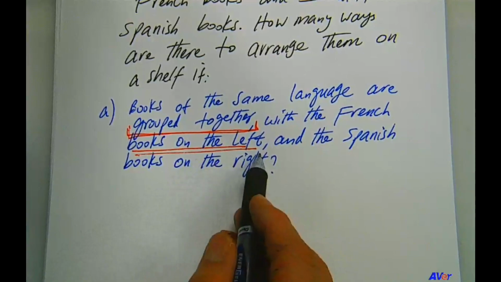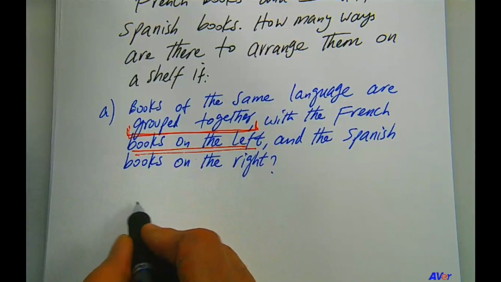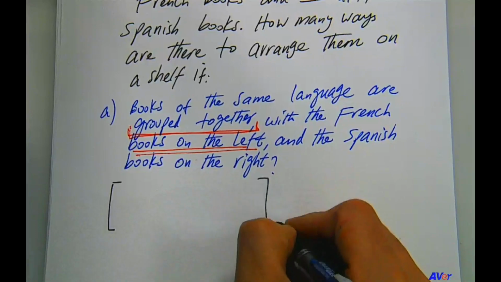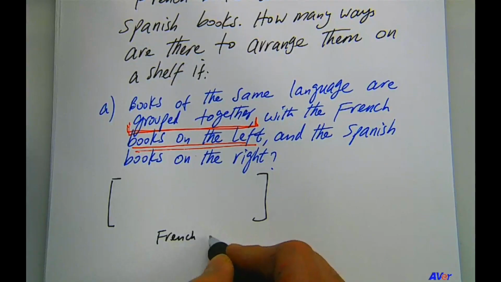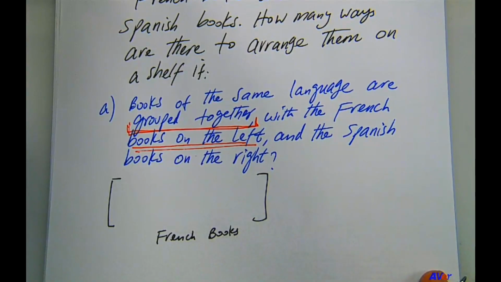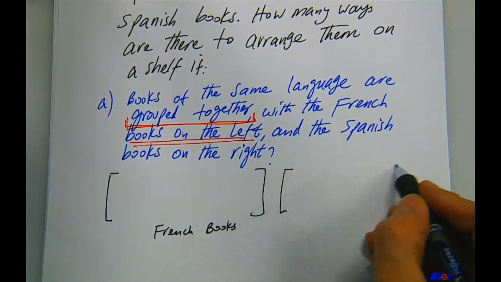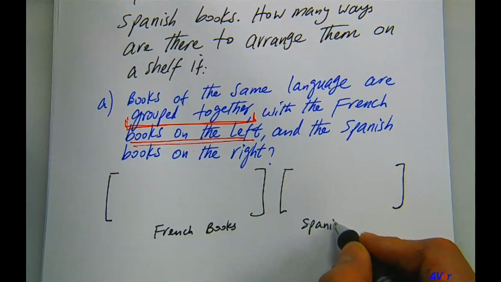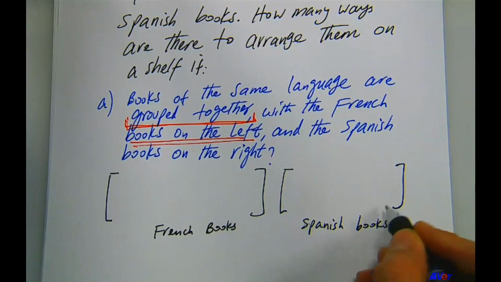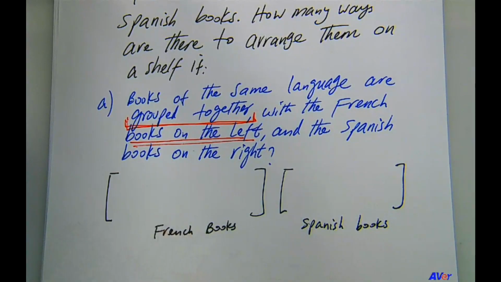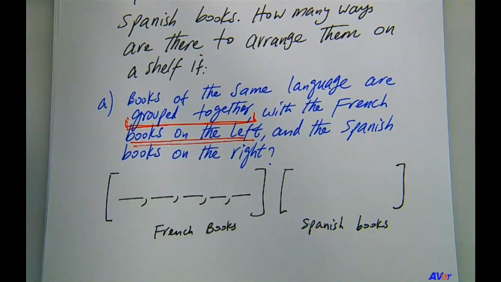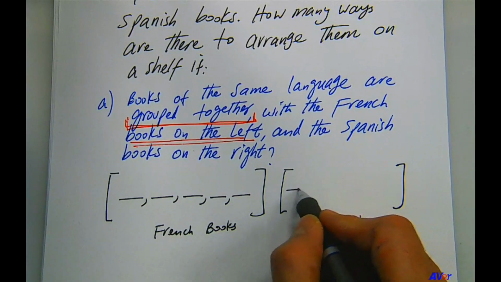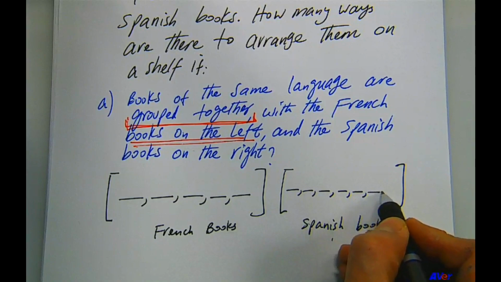So if we have the 5 French books on the left, let me organize these like that. So these would be where the French books would end up. And here is where we have the Spanish books on the right, right? That's the condition that we are told to abide by. So for French books, we have 5 of those, 1, 2, 3, 4, 5. And for Spanish books, we have 7 of them, 1, 2, 3, 4, 5, 6, and 7.